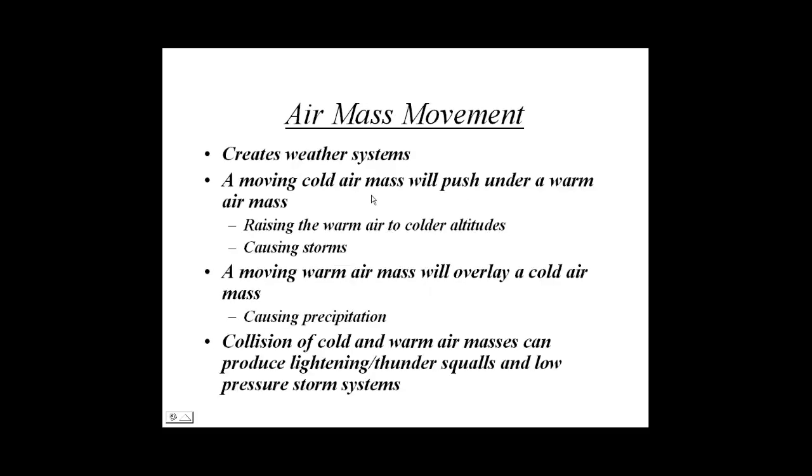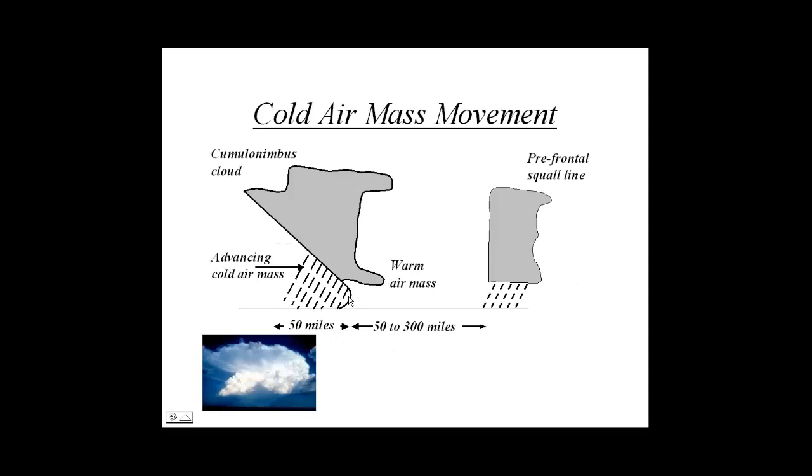Air mass movement is what creates weather systems, and the important point here is a moving cold air mass will push under a warm air mass, raising the warm air to colder altitudes and causing storms. A moving warm air mass will overlay a cold air mass, causing precipitation. And it's the collision of cold and warm air masses that produces lightning, thunder, squalls, low pressure systems, and so forth.